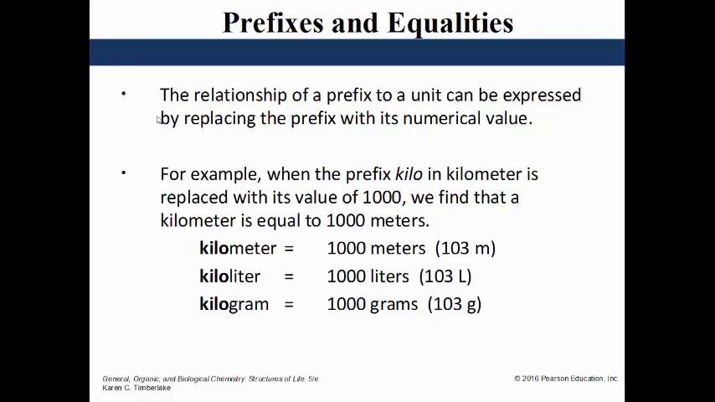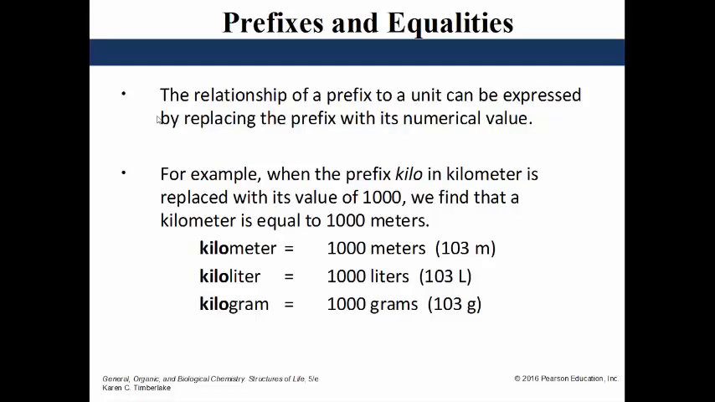Alright, prefixes and equalities, something we've already mentioned briefly. The relationship that a prefix has with its unit can be expressed with this numerical value. Think of the prefix as the first name of the value. Just like we talked about before, kilo always means 1,000. So a kilometer, 1,000 meters. Kiloliter, 1,000 liters. Kilogram, 1,000 grams. And there are some equivalent values here, each of those.